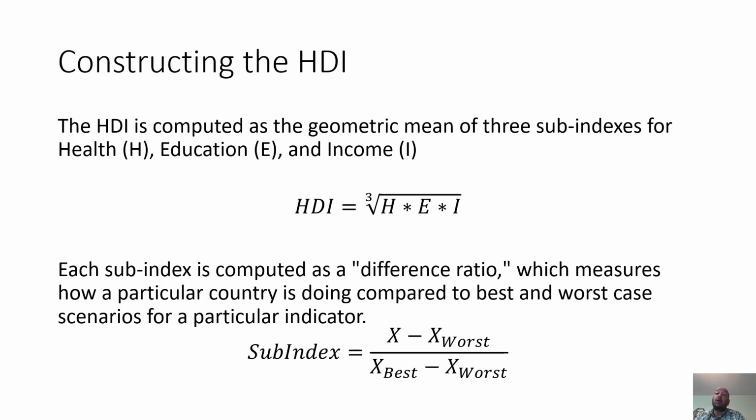The closer it is to 1, the closer the country is to the best case scenario. The closer it is to 0, the closer they are to the worst case scenario. So that's a nice way of basically combining together a whole bunch of different variables that are measured in different units. So if we're looking at health and education and income, how are we going to combine those together? The way that we do that is by first converting them into these indexes that are looking at how our country is doing compared to the best and the worst case scenarios.